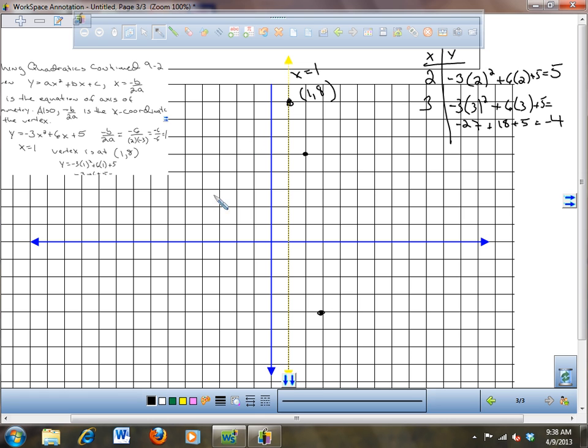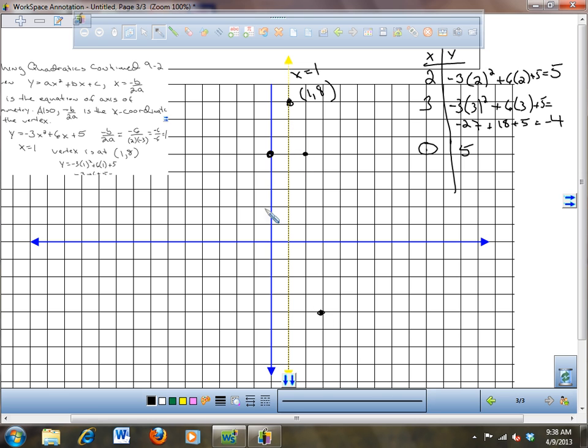Now, since I know this is the axis of symmetry, I can go one place to the left of 1 and find another point, okay? What's one place to the left of 1? What's the x value right there? 0. So when I plug in 0, I will also get out 5, because it's got to be symmetric to this point. See that? So over here, I have the point 0, comma 5, because it's symmetric to this point.